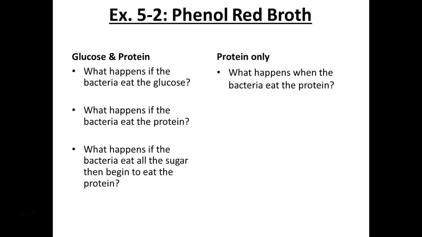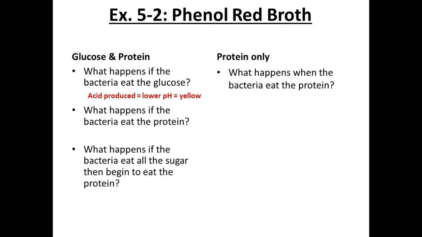We know if it ate the sugar, right? What happens if it eats the glucose? It actually ferments it, right? And what color does that tube turn, and why? If it ferments the glucose, it turns yellow, right? The pH goes down because of acidic products. So acids are produced from the fermentation of glucose. The pH goes down, it turns yellow.